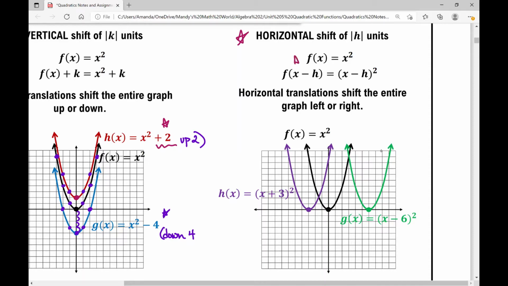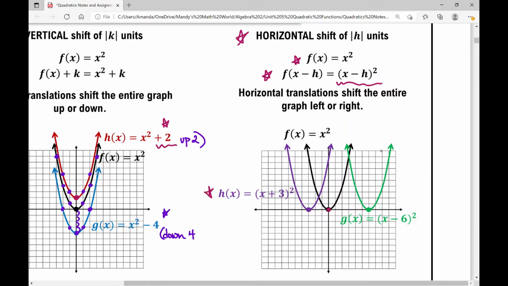So if I have my parent function here, f of x equals x squared, I can denote it like this, f of x minus h, that would look like x minus h squared. So horizontal translations shift your entire graph left or right. I'm given my parent function, which is in black right here. Your vertex is at 0, 0.